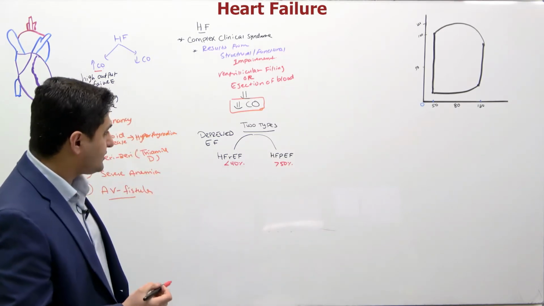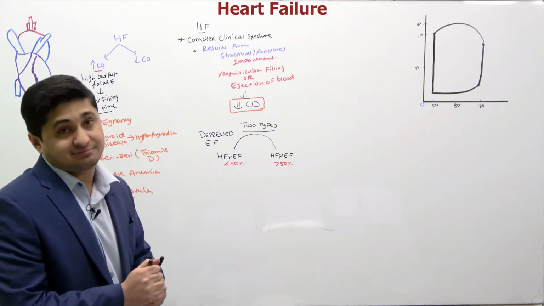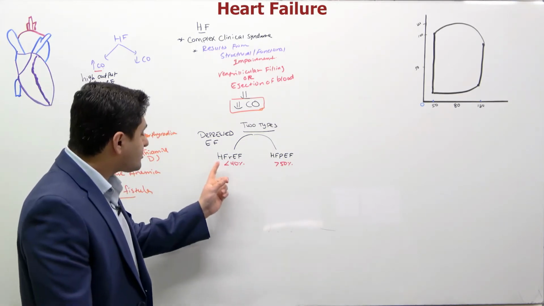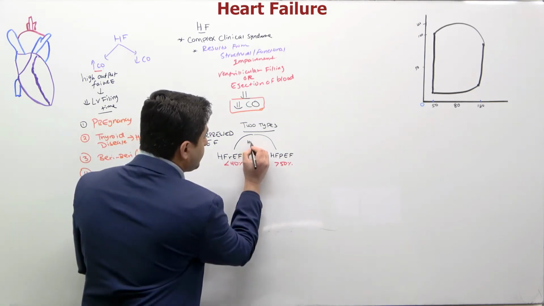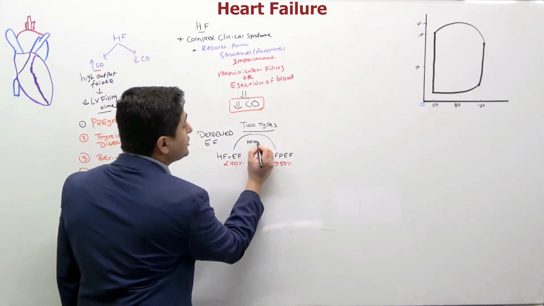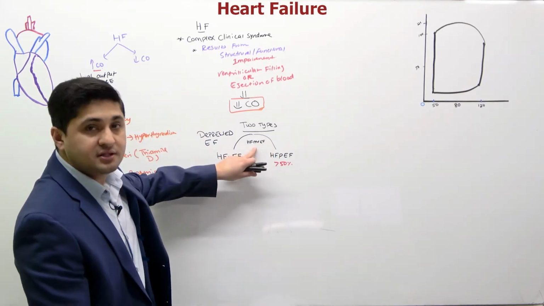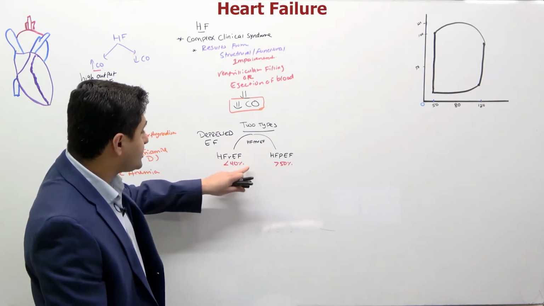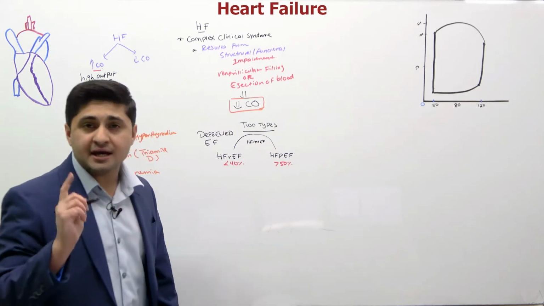Then you might wonder, what about in between? There is another type of heart failure, and I'll just write it down here. It is heart failure with a mid-range ejection fraction. Usually this time the ejection fraction is from 41 to 49%. This is extra, I'm giving it to you.